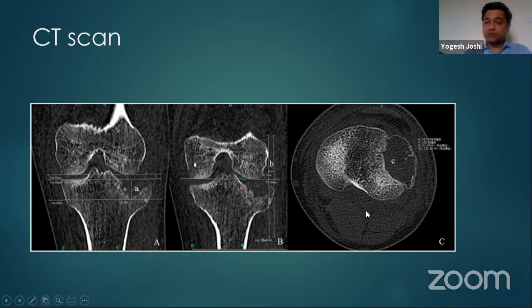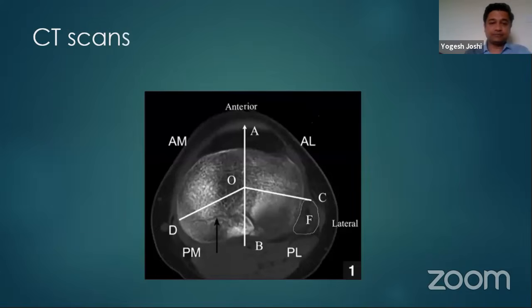Axial slices are quite important because that's going to tell you what corridor is involved. So in this case, it's the anterolateral corridor that is involved, and hence you'll be approaching this through an anterolateral approach. And this is what we are going to talk about, as to how we are going to determine our treatment based on the geometry of the fracture.